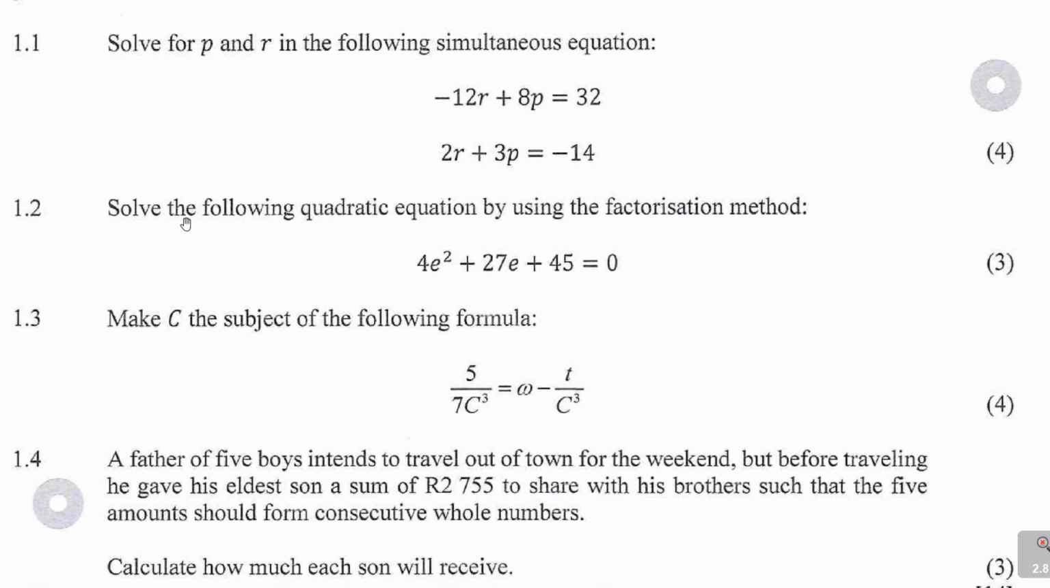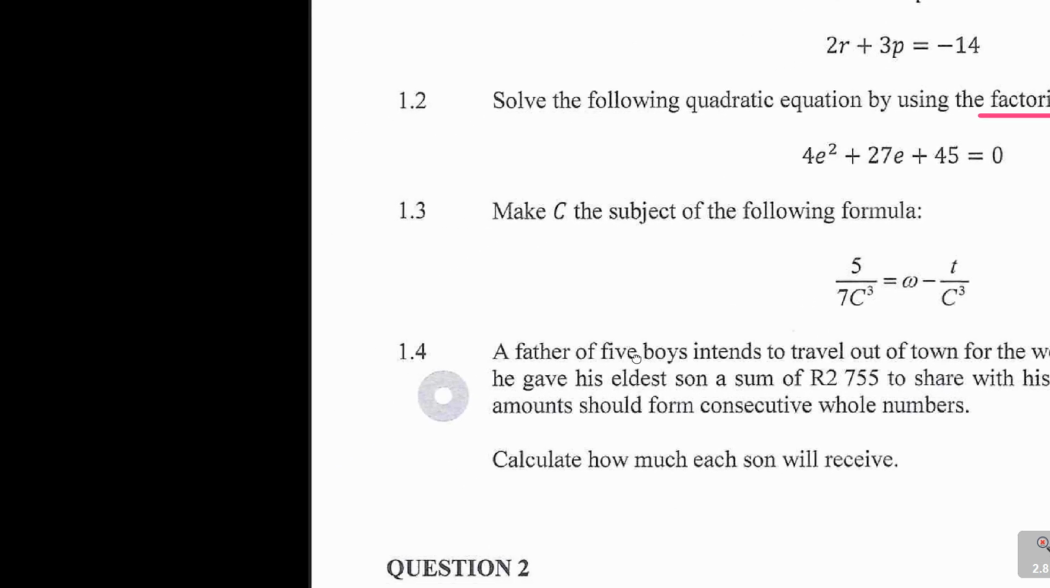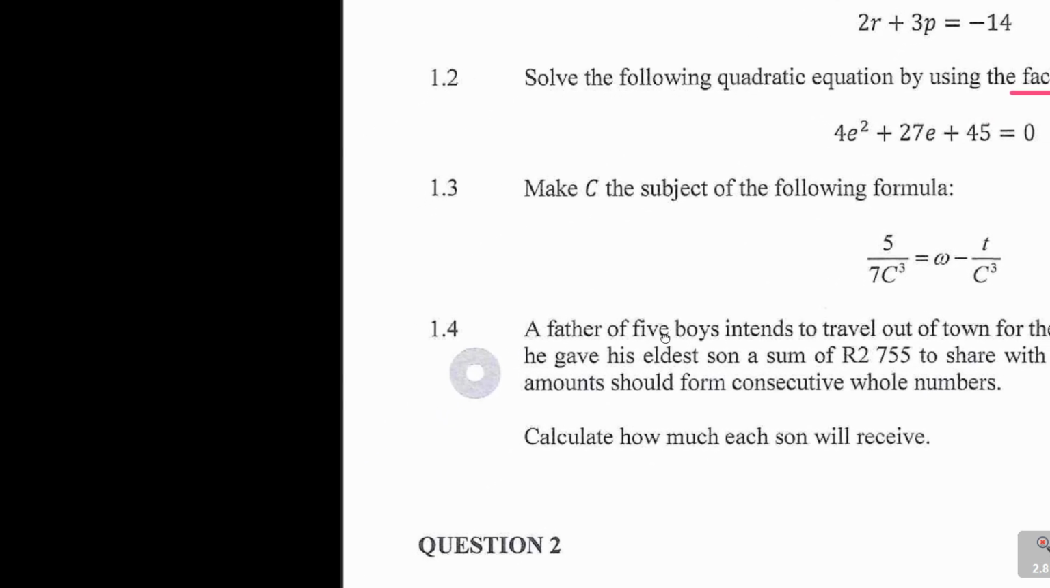It says, solve the following quadratic equation by using the factorization method. Oh my goodness. They forced you to use factorization. You see. So let's do that. It's 3 marks. You know, they know students always use the quadratic formula, but here they wanted you to use the factorization method. 4e squared plus 27e plus 45 is equal to 0.